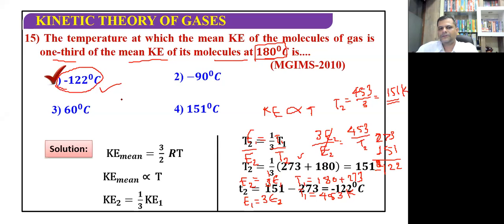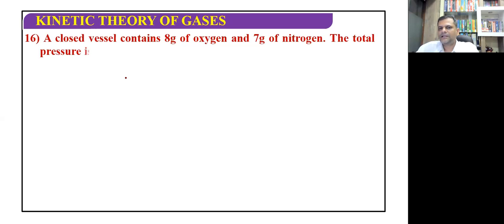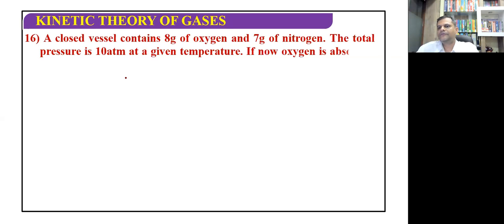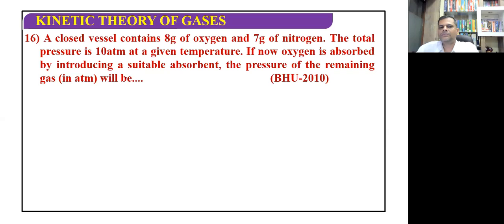Next, a closed vessel contains 8 gram of oxygen and 7 gram of nitrogen. The total pressure is 10 atmosphere at a given temperature. If now oxygen is absorbed by introducing a suitable absorbent, then the pressure of the remaining gas in atmosphere will be... These are the options. See here, there is a closed vessel with 8 gram of oxygen, so what is the number of moles of it?